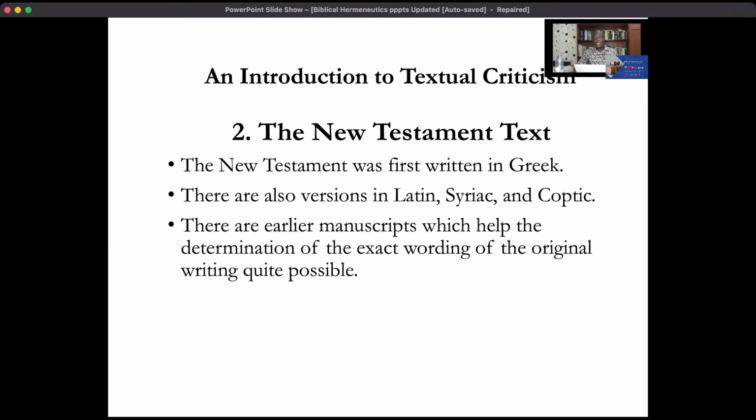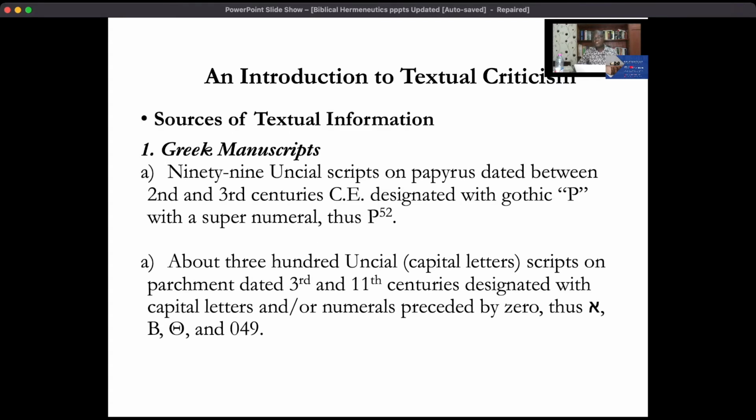There are also versions in Latin, Syriac, and Coptic. There are earlier manuscripts which help the determination of the exact wording of the original writing quite possible. Now, sources of textual information. So for you to determine which text is close to original, you must look at sources of information that you can use. So first source of textual information is a Greek manuscript.